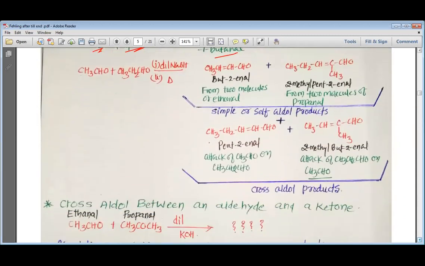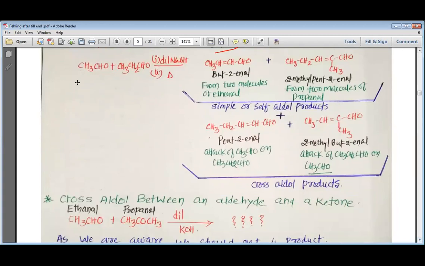So here, my dear students, all over when we look at the reaction, when there is a cross-aldol condensation between the ethanol and propanol, we get 4 products. From the self-aldol of ethanol, we get but-2-enol. From the self-aldol of propanol, we get 2-methyl pent-2-enol. By the attack of ethanol on propanol, we get pent-2-enol, and by the attack of propanol on ethanol, we get 2-methyl but-2-enol. This is how we get 4 products.